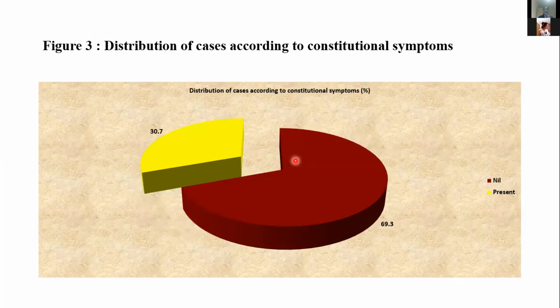As I told you, when I started my study, a proforma was prepared in which we took a history of constitutional symptoms like night sweats, fever, and cough from patients who presented with tuberculous lymphadenitis. Strikingly, we realized that around 70% of patients presented without any constitutional symptoms.